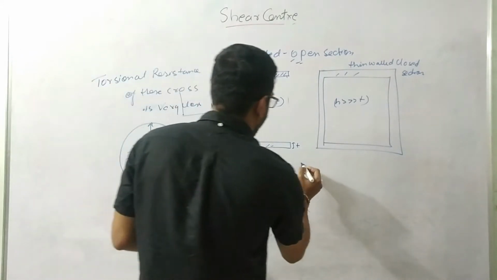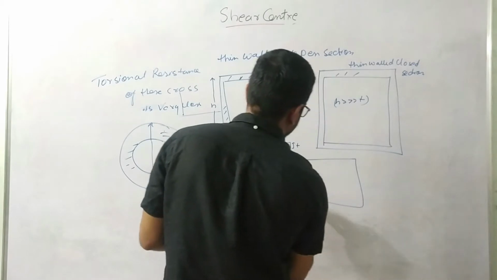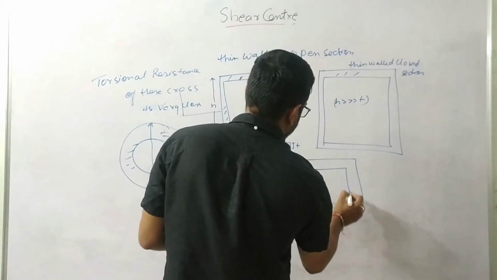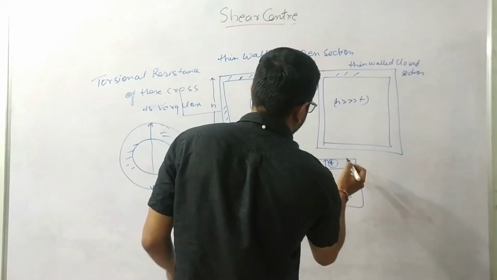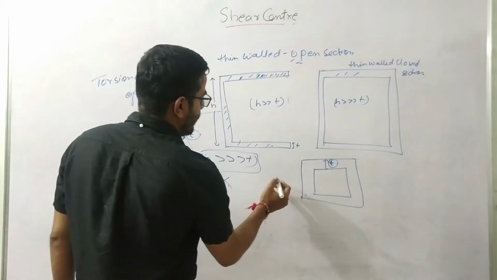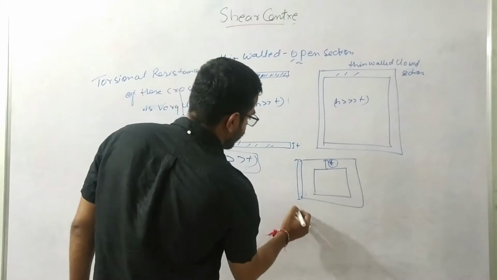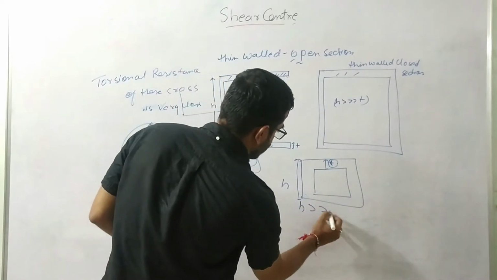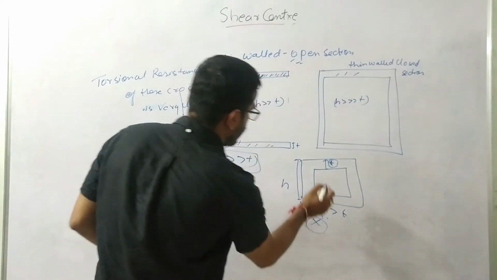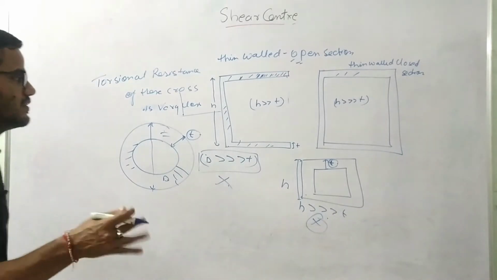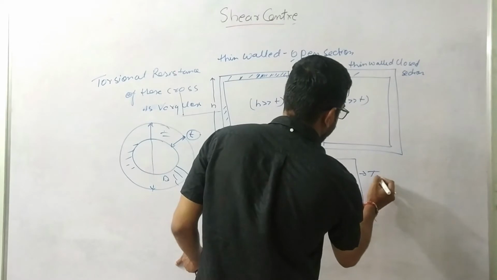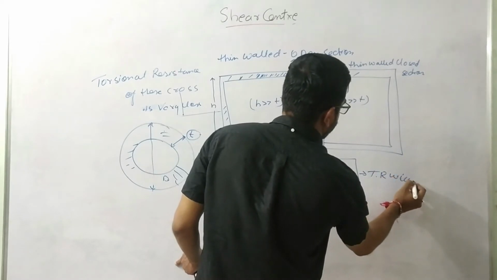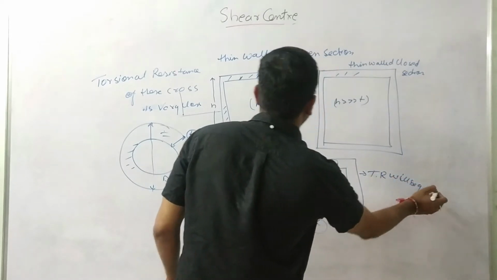Similarly for a box section. You know that a box section will behave well in torsion. Why? Because the thickness is not very less. Compare this again: h is much greater than t. This condition will not hold in this type of cross section. So torsion resistance will be good for this cross section.